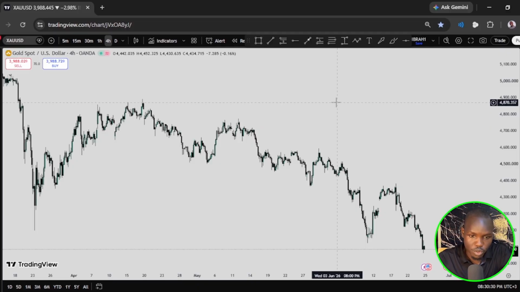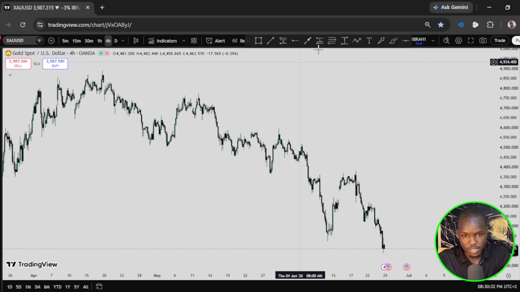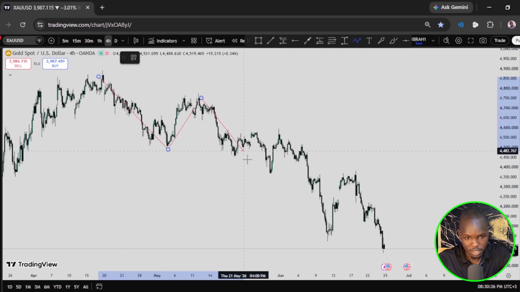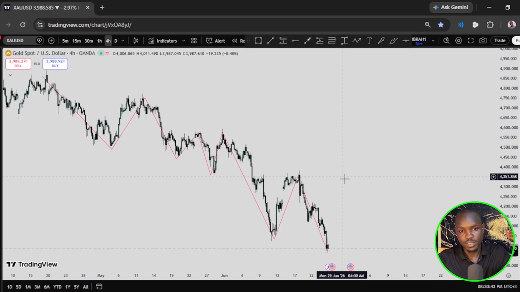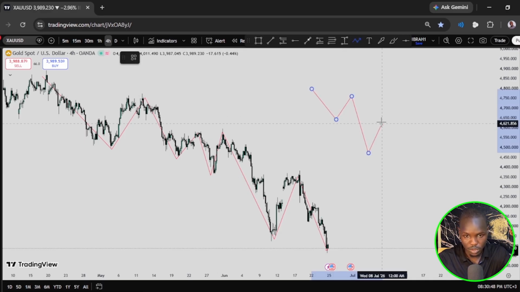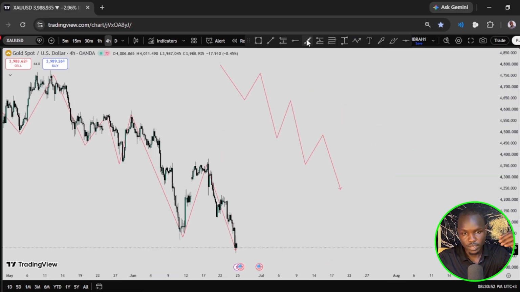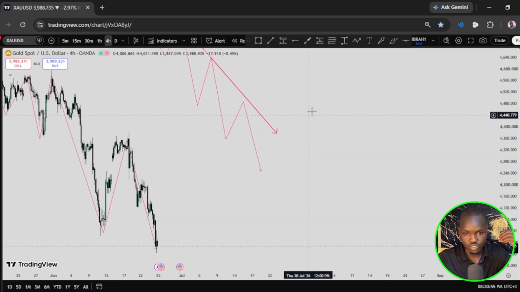So right here we have gold in the 4-hour time frame. As you can see, we've been forming a series of lower lows and lower highs: lower low, lower high, lower low, equal high, lower low, pullback, lower high, and then you have this other break. If you're pushing to the downside, you usually have lower low, lower high, lower low, lower high, and this will give us a downtrend market structure.